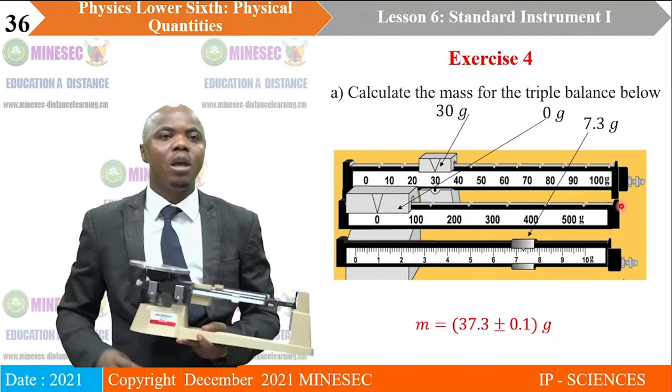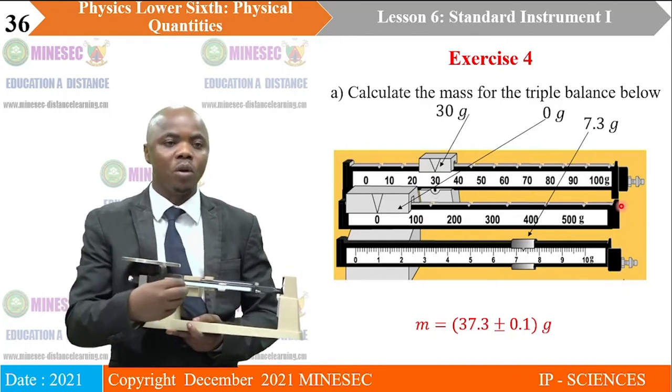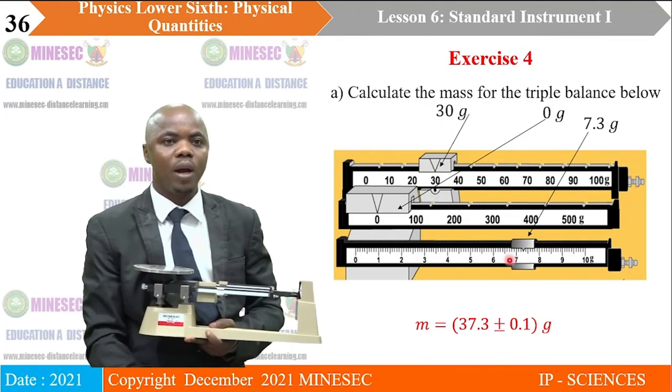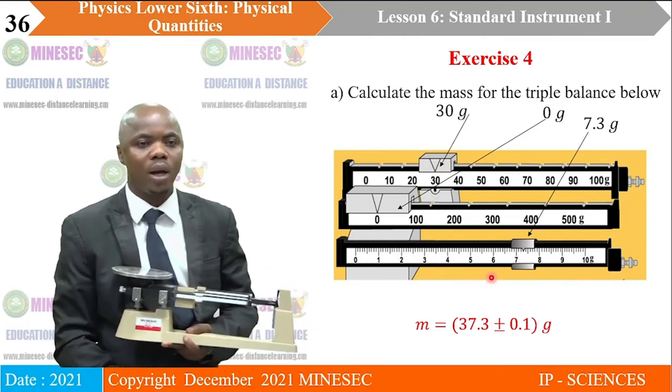Now, the precision of a triple beam balance is the precision of the smallest scale, this small scale like that. And to work out the precision of this small scale, it is 0.1 grams.